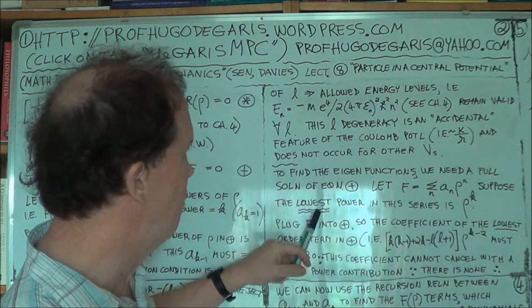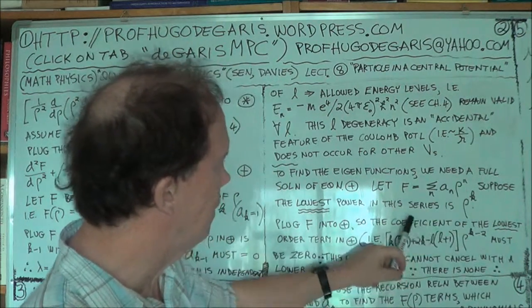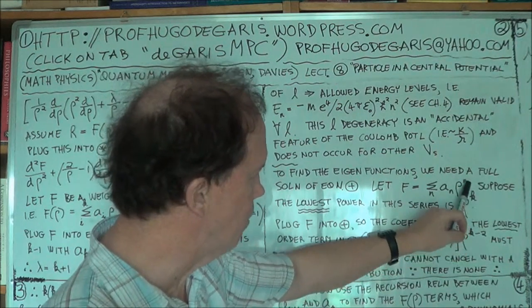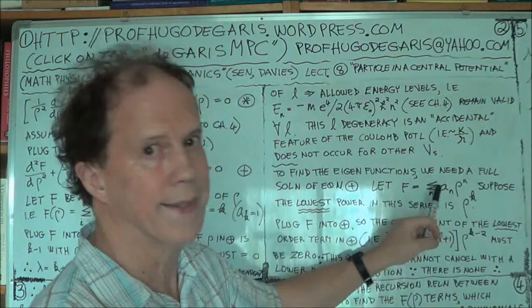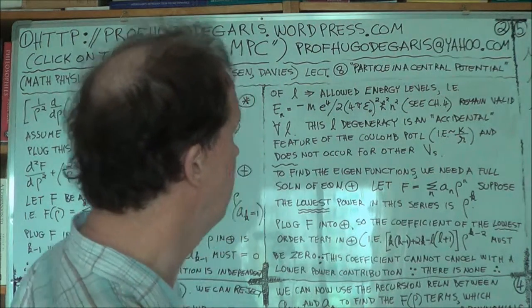So assume that the lowest power here is k, so the value of n is k. That's the lowest power you can have in this weighted sum. Alright? So assume that's true.